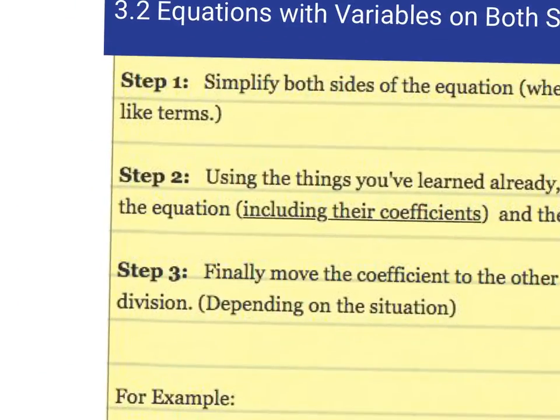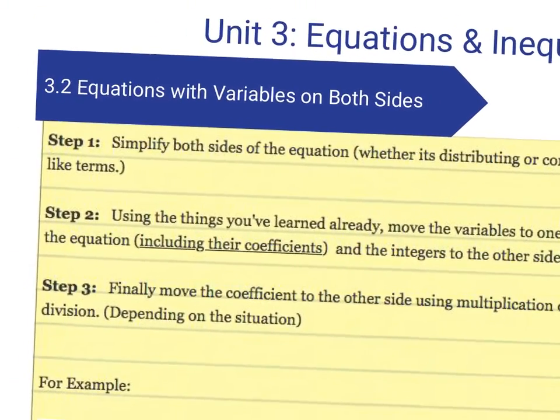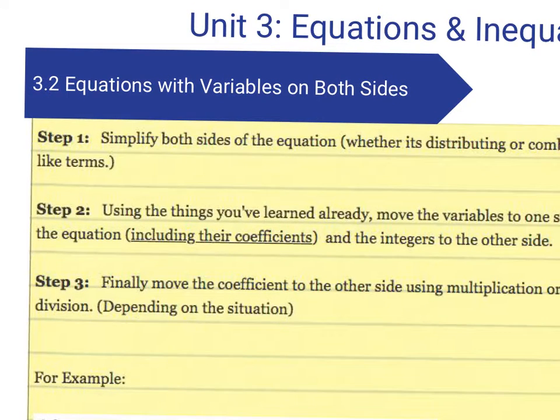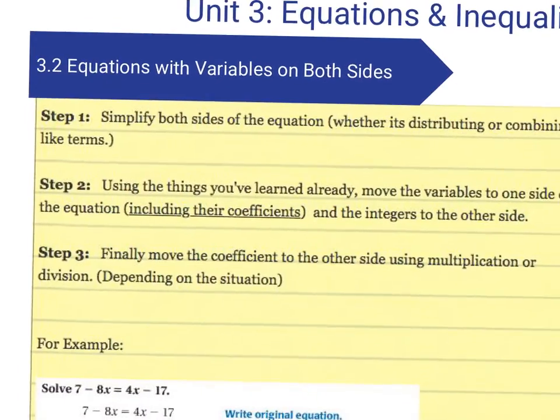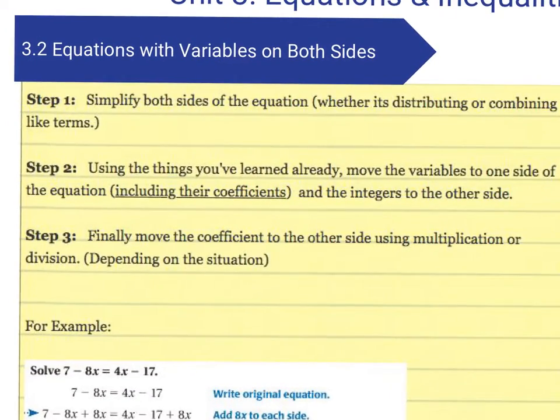A lot of you guys like steps, so I have put together some steps just to help you. When you're solving equations with variables on both sides, first of all, you're going to simplify both sides of the equation, whether it's distributing or combining like terms. By that, I mean something like 2x plus 3x plus 4 is equal to something, then you would add the 2x and the 3x to simplify them. You simplify each side of the equal sign.